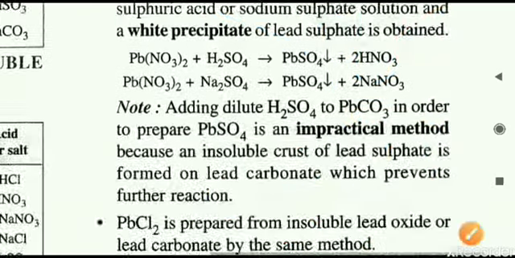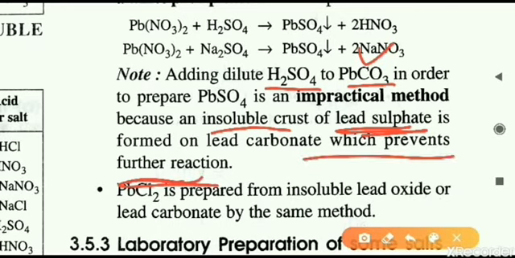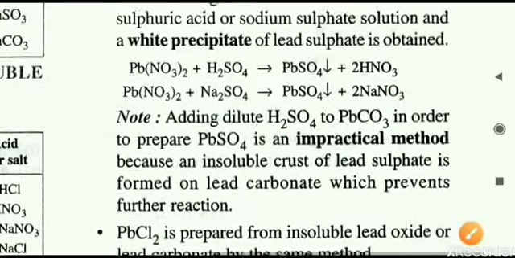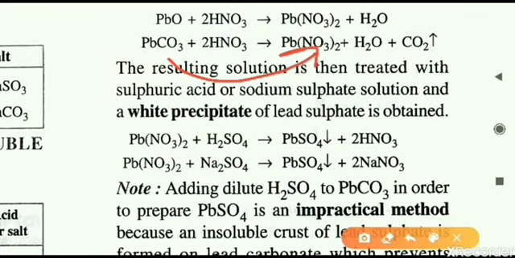The reason is given here in the note. If we are doing this reaction of lead carbonate with sulfuric acid, what will happen? An insoluble salt will form. That is, lead sulfate is insoluble in nature. So when this reaction is done on lead carbonate, a layer of insoluble salt, lead sulfate, will form, and it will stop the reaction. The reaction will stop in between only. So that will prevent the further reaction. The reaction cannot proceed because it is an insoluble salt. That is why first of all we are forming a soluble salt. Lead carbonate is converted into a soluble salt, and then that soluble salt is converted to lead sulfate.